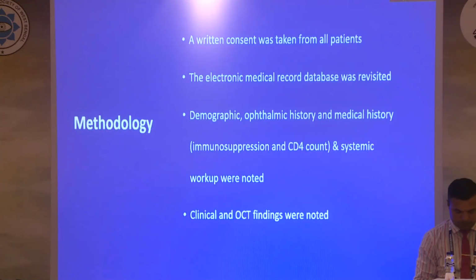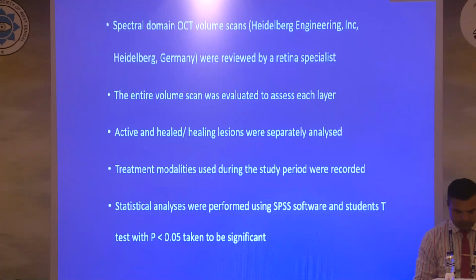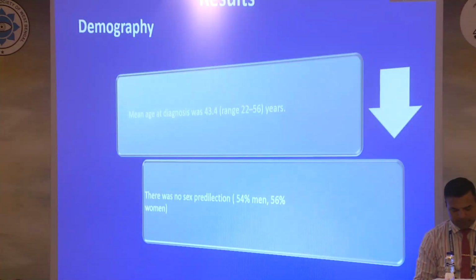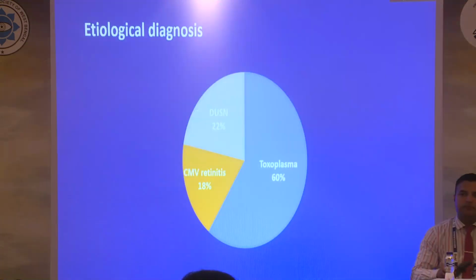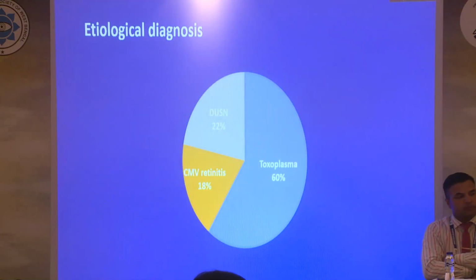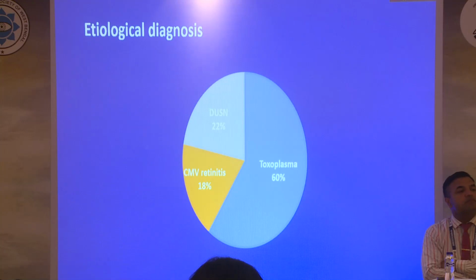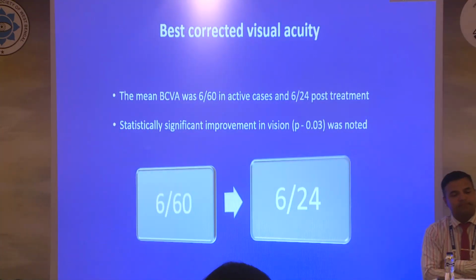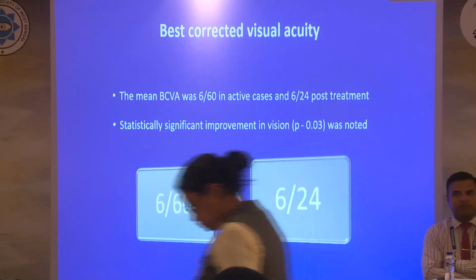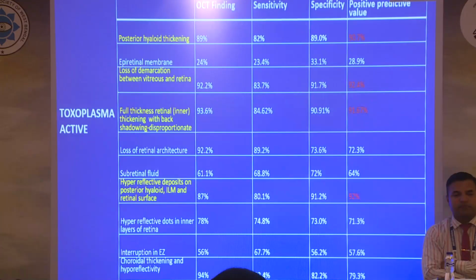A written consent was taken and EMR and OCT were studied, especially in active and healed cases with a mean duration of 3.4 months, which were separately analyzed with the SPSS software. The mean age of presentation was 43.4 years and there was no sex predilection. Coming to the etiological diagnosis, toxo was 60%, which was 30 patients, Dosen 22%, and CMV retinitis 9 patients, comprising 18%. The best corrected visual acuity improved from 6/60 to 6/24, which was statistically significant.